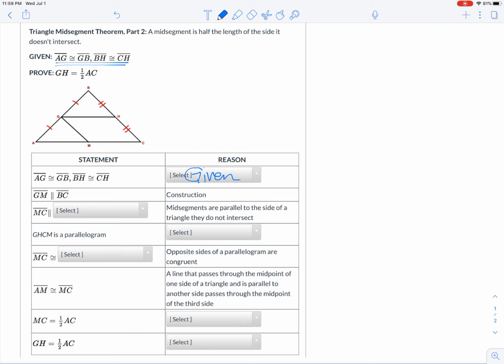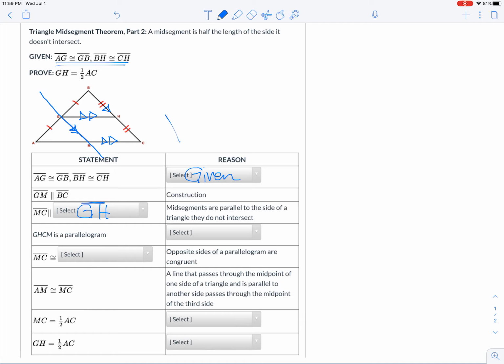And because we have put in GM, we are putting in GM, and it's parallel to BC because we can. It's a construction. And that means now MC is parallel to GH because a theorem of midsegments is that they're parallel to the side of the triangle they don't intersect. So here we go with another set of parallel marks here and here.